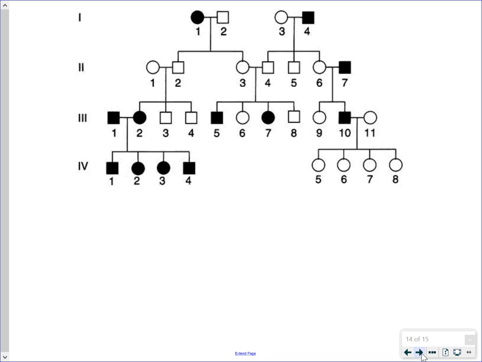Do we have unaffected parents that have affected children? Well, we do see that right here. Unaffected parents that are having an affected child. So that would be a good indication that this one is going to be autosomal recessive.